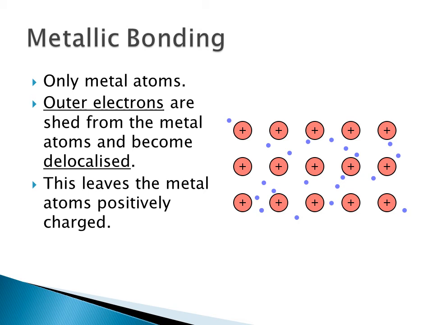But here we don't have any non-metal atoms, so instead the electrons are just left. They're free in between the positively charged metal atoms. We call them delocalized because they don't belong to any one particular location. They're not attached to an atom, they are literally free to wander around through the metal.